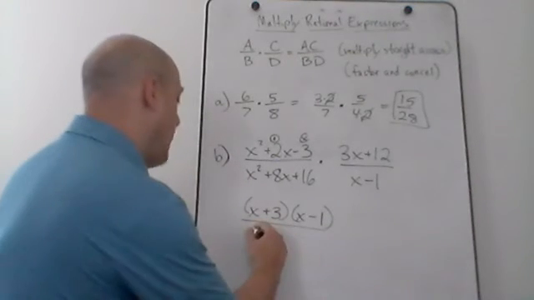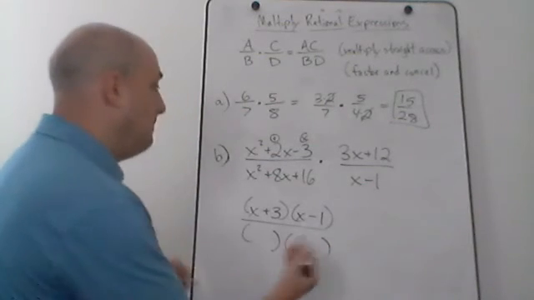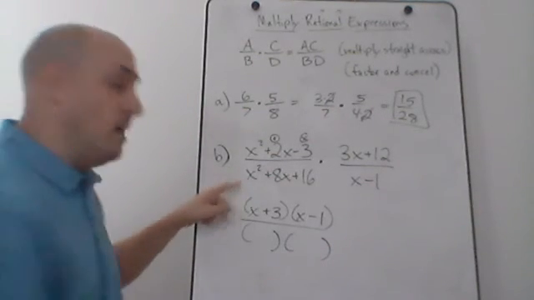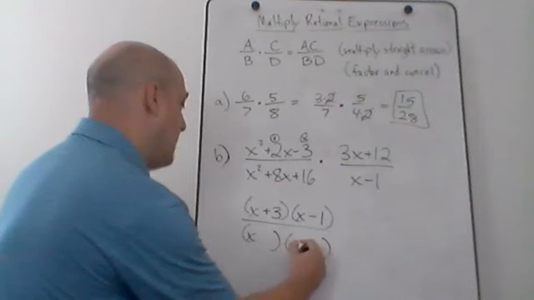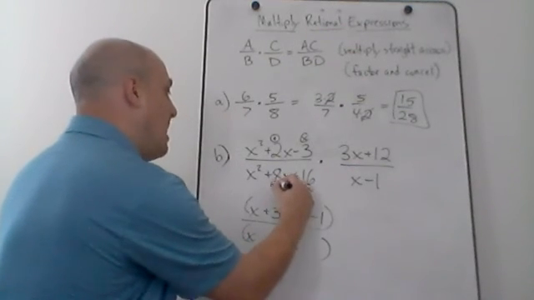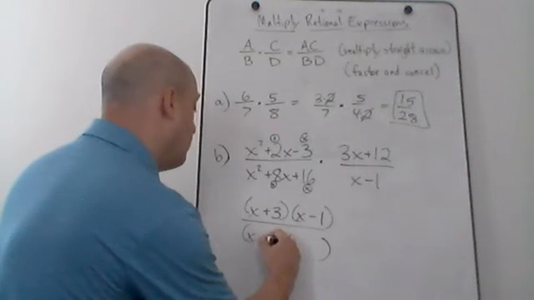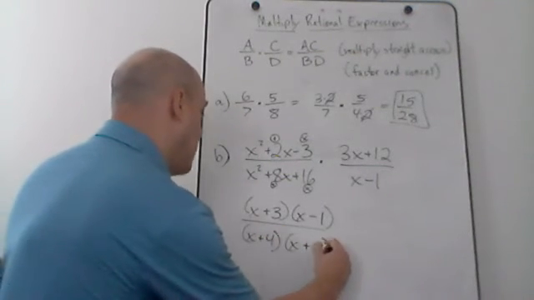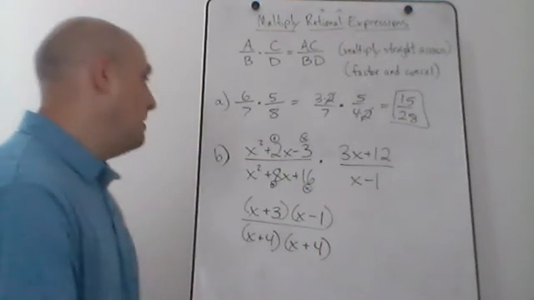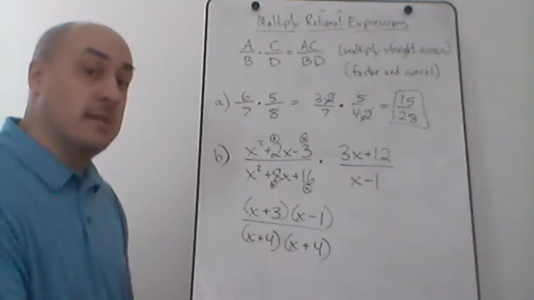The denominator of that fraction, the x squared plus 8x plus 16, is once again a trinomial with a 1x squared, which means I can put the x and the x here, and then I look for two numbers that multiply to 16 and add up to 8. So those two numbers are going to be 4 and 4. 4 times 4 is 16, 4 plus 4 is 8. So x squared plus 8x plus 16 factors into x plus 4 times x plus 4.